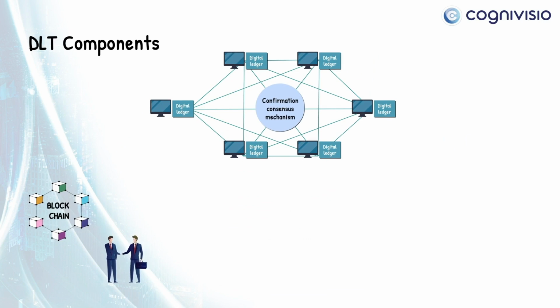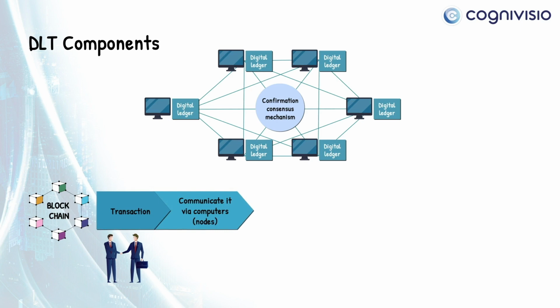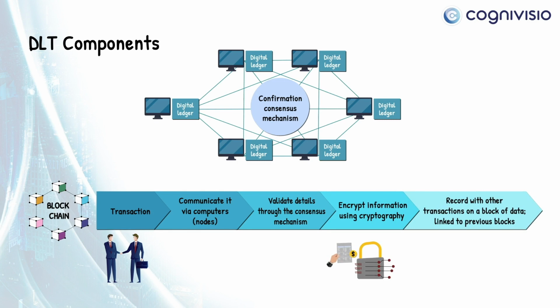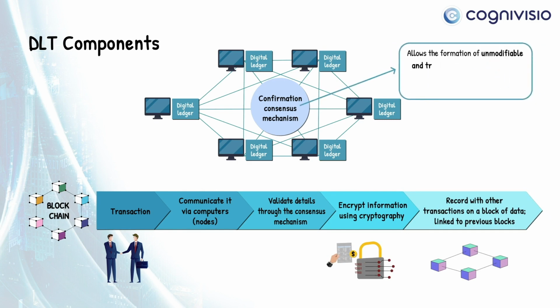When two parties enter into a transaction, it is communicated via computers or nodes within the network. Its details must be validated through the consensus mechanism. Then, the transaction information is encrypted using cryptography and is recorded along with other transactions on a block of data, which is chained or securely linked to a previous block. The consensus mechanism allows the formation of unmodifiable and transparent records that are accessible to all participants in near real time.